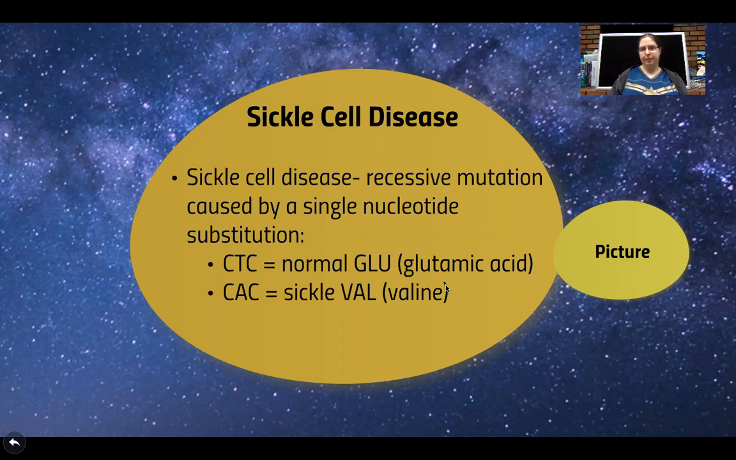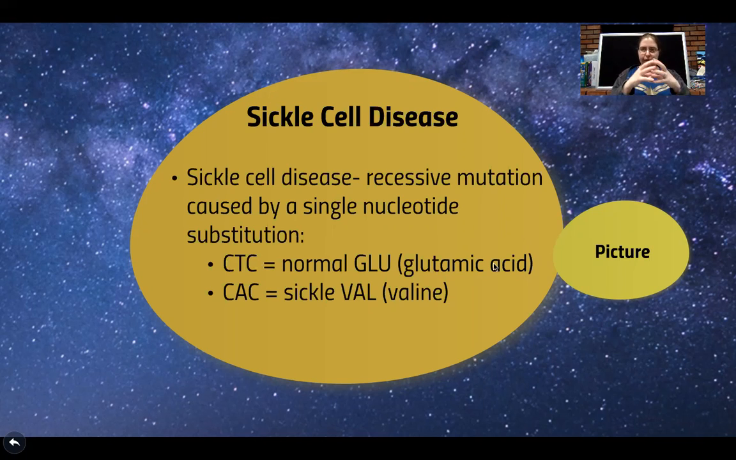So anyway, sickle cell disease is recessive, so that means you need 2 copies of the recessive allele in order to express it, and is caused by a single nucleotide substitution, meaning that one base gets substituted for another. So if you look here, in the gene for the beta-globin subunit, there's a codon that is normally CTC. So in the DNA, it's cytosine, thymine, cytosine. You go through transcription, that'd be GAG, and that would code for glutamic acid.